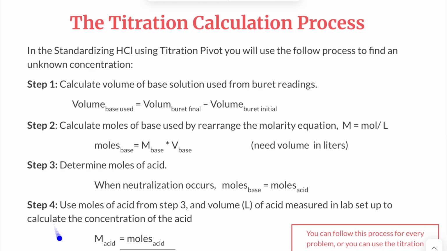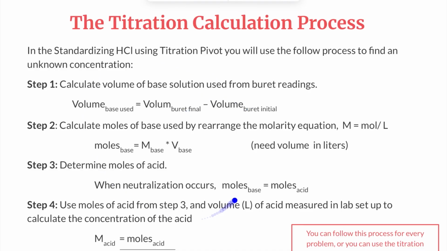The titration calculation process is a couple of steps. In the standardizing HCl using titration pivot, you're going to follow this process one step at a time. You can follow this process for every problem, or we do have a titration formula that simplifies our calculations, and you can use that if you're not necessarily going through the lab process. In this process, we first calculate the volume of base solution used using our burette readings. We did that in an example. Our volume of base used is our final reading minus our initial reading.